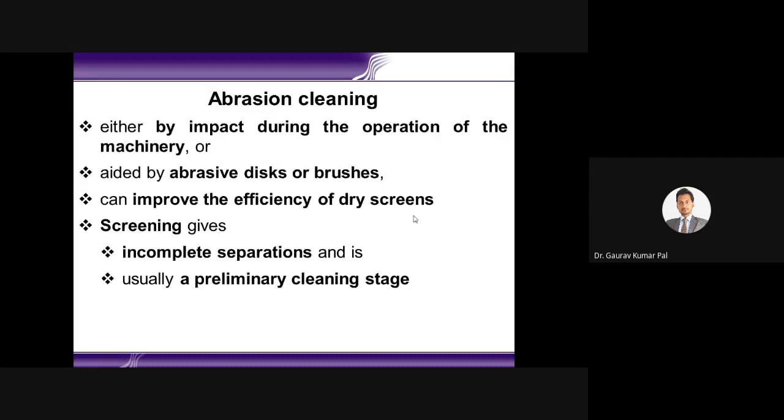So we'll move to abrasion cleaning. Here we will use either impact methods during the operation of the machinery, or here we can use several abrasive discs or brushes to make the cleaning effective. Once we have any abrasive disc or brush, that can improve the efficiency of the dry screen, because here some abrasion is going on, so that will improve the efficiency of our dry screen.